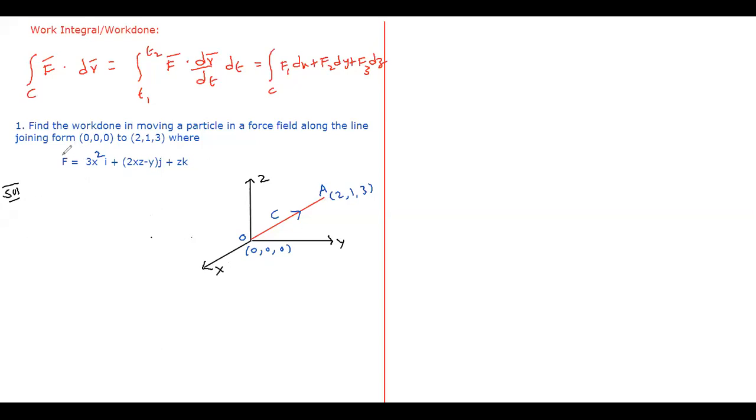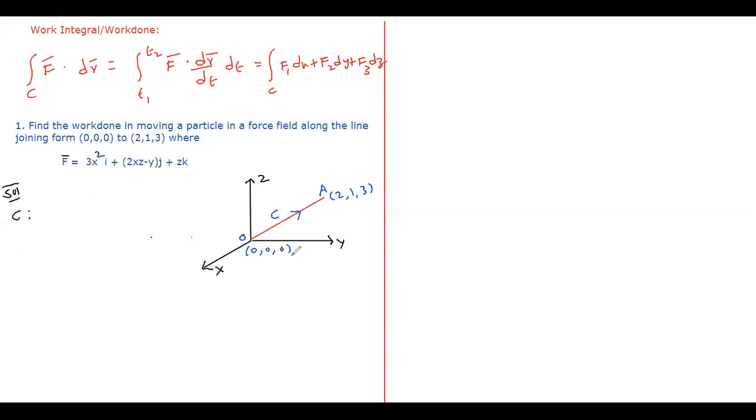Okay. So this is the function given: f bar equal to 3x square i bar plus (2xz minus y) j bar plus z k bar. Okay. So whenever it is a space curve, you better apply the first formula, which is the parametric representation. So try to find out the parametric form of the straight line. So what is the straight line equation joining 2 points? Can you find out the straight line equation of the 2 points?